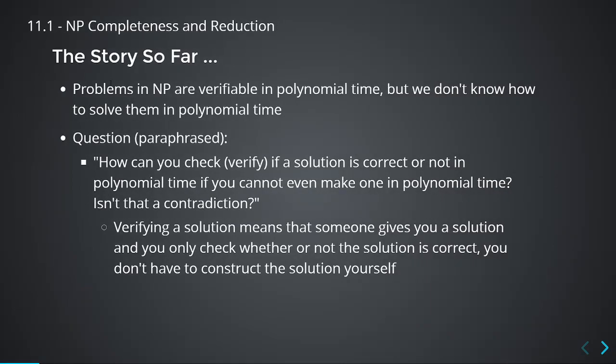Now, this definition. Problems in NP are verifiable in polynomial time, but we don't know how to solve them in polynomial time. The question that I got was, how can you check if the solution is correct in polynomial time if you can't even produce a solution in polynomial time? Don't you have to produce a solution before you can check it? Well, I guess this is where I was unclear. What I meant here was that if you already have a solution, or I should say a possible solution, like someone gives you a possible solution to the problem, then all you need to do is to check whether or not the solution is correct.